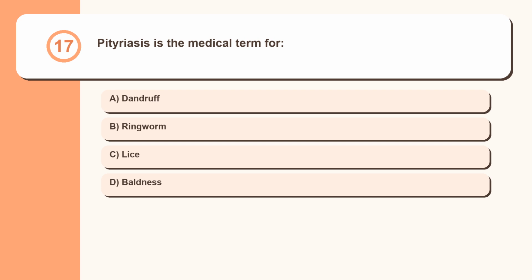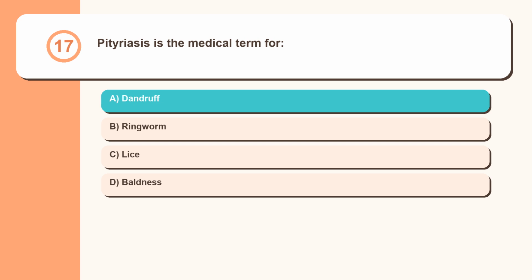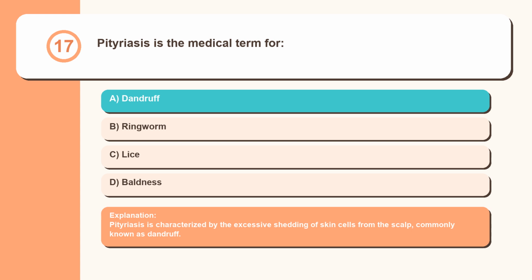Question 17. Pityriasis is the medical term for dandruff, ringworm, lice, baldness. Pityriasis is characterized by the excessive shedding of skin cells from the scalp, commonly known as dandruff.